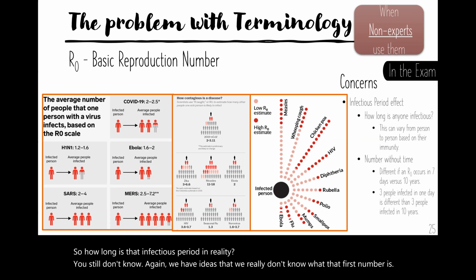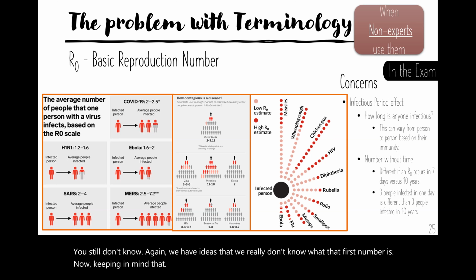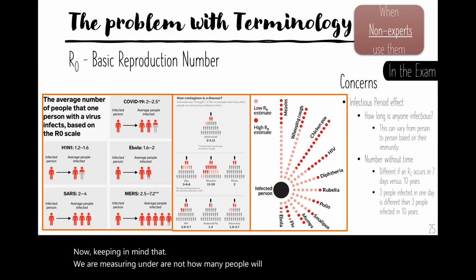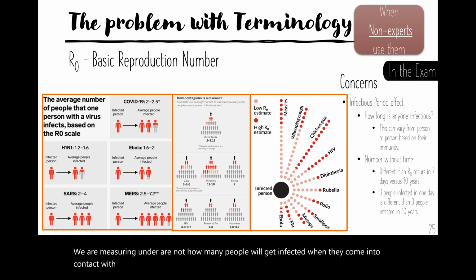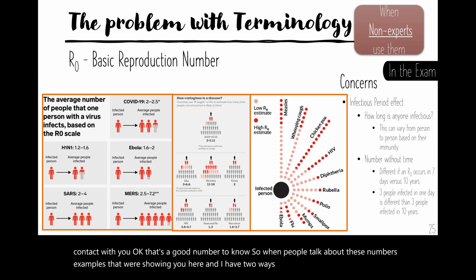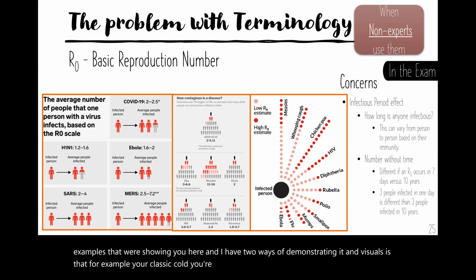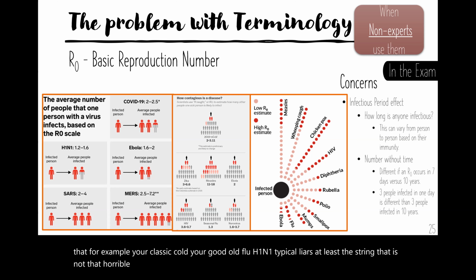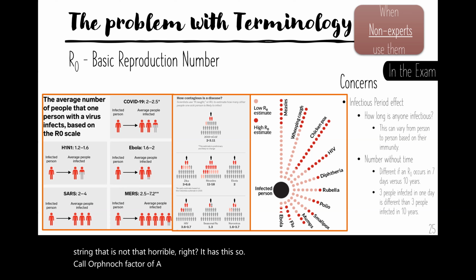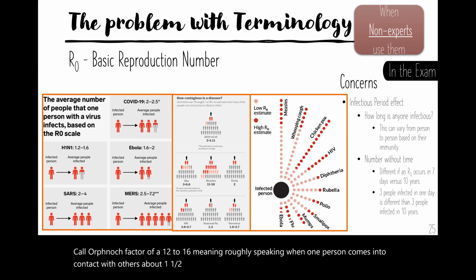Now, keeping in mind that under R naught we are measuring how many people will get infected when they come into contact with you, that's a good number to know. So when people talk about these numbers, the examples that we're showing you here, and I have two ways of demonstrating it with visuals, is that, for example, your classic cold, your good old flu, H1N1 typical virus, at least the strain that is not that horrible, right? It has this so-called R naught factor of 1.2 to 1.6, meaning roughly speaking, when one person comes into contact with others, about 1.5 people get infected. Now, I know the half person sounds kind of weird, right?